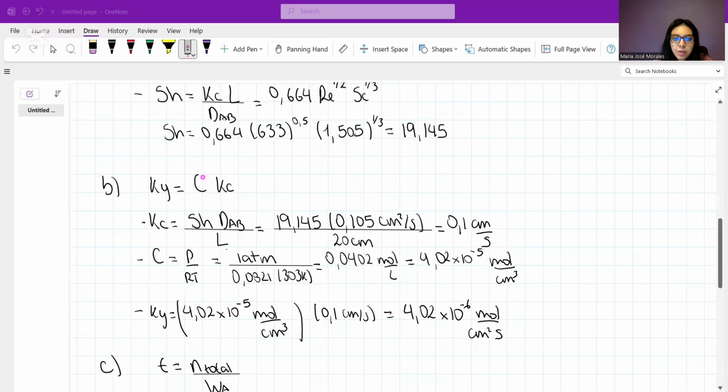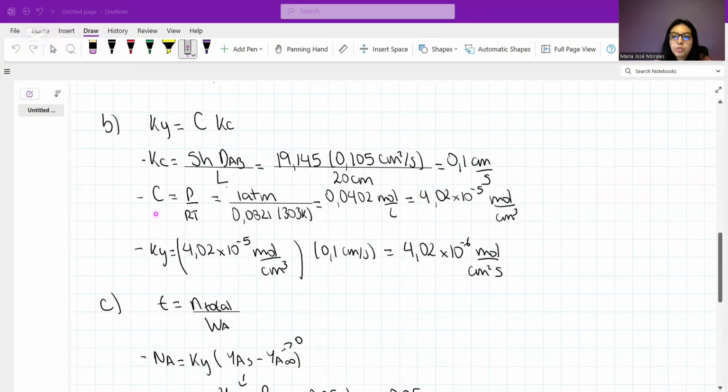Then, what is the film mass transfer coefficient associated with this process? To calculate this, we use the concentration times the K sub C. To calculate K sub C, we use this formula, that is the Sherwood number multiplied by the diffusion coefficient divided by length, which gives us 0.1 centimeters per second. And to calculate the concentration, we use the ideal gas law, which is the pressure divided by the universal gas constant times the temperature, which is 4.02 times 10 to the minus 5 power mole per cubic centimeter.